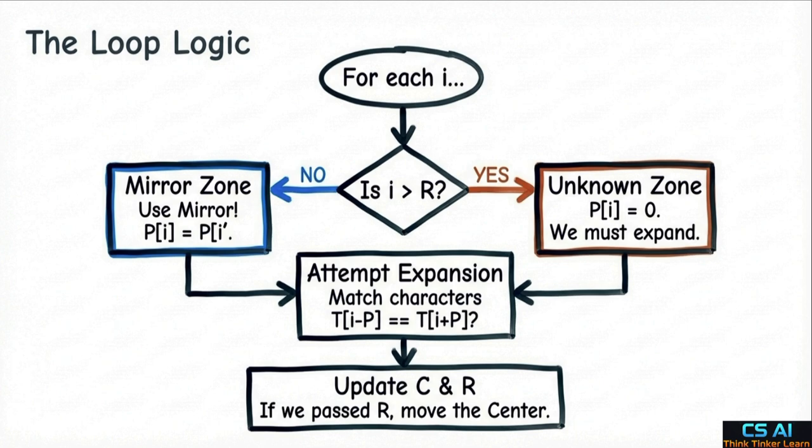After we get our initial estimate from the mirror, we enter the attempt expansion phase. This is a simple while loop that checks if the characters to the left and right match. Finally, if our new palindrome stretches past the current R, we update our C and R. We have found a new king palindrome that defines our known territory.